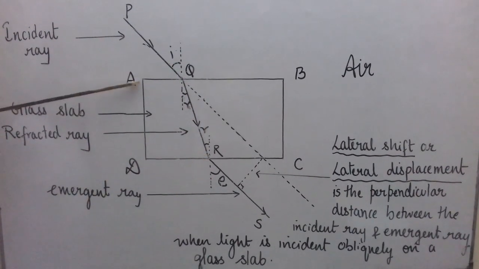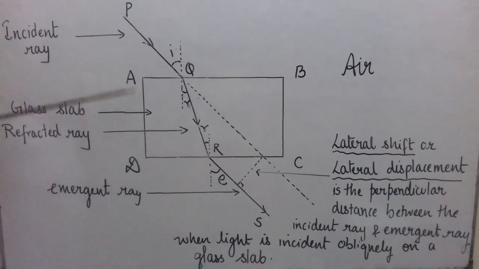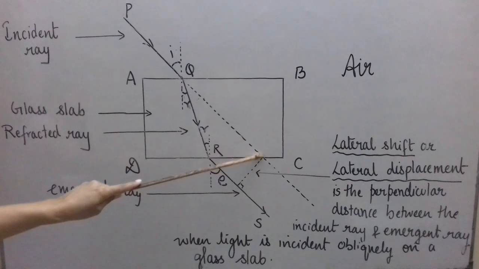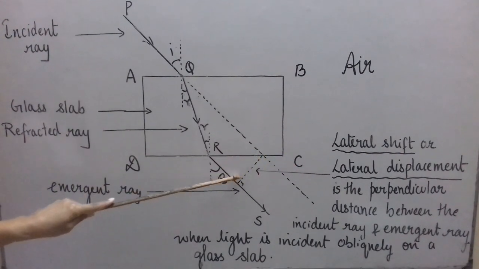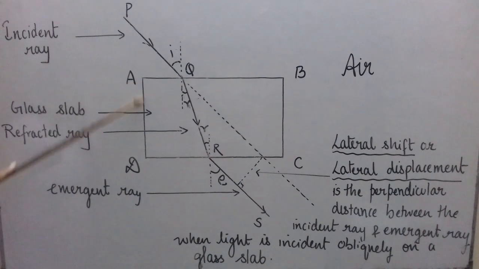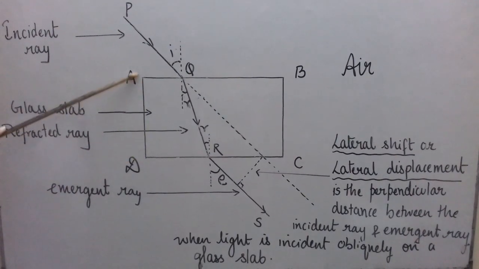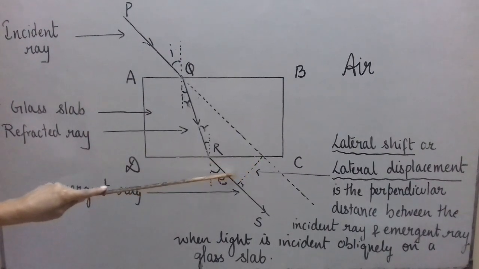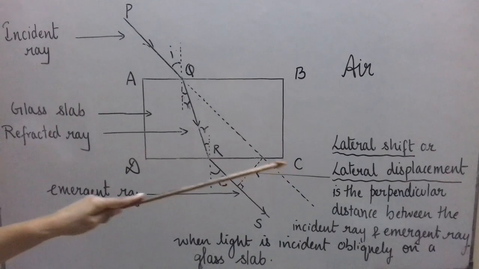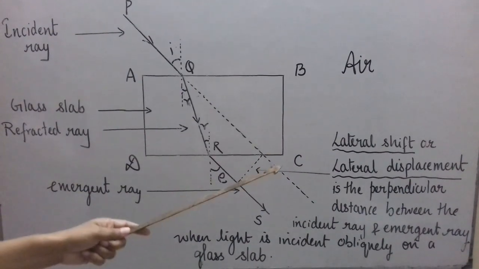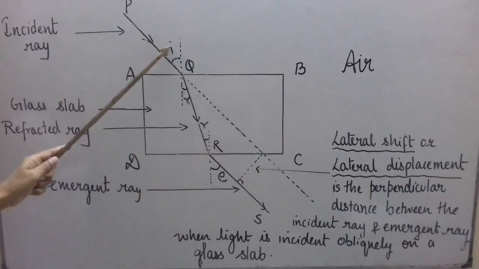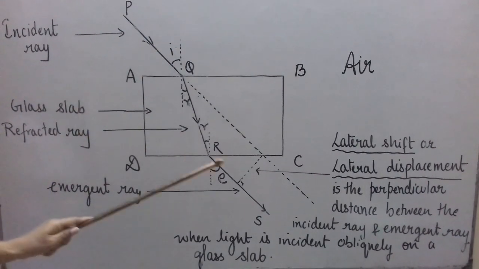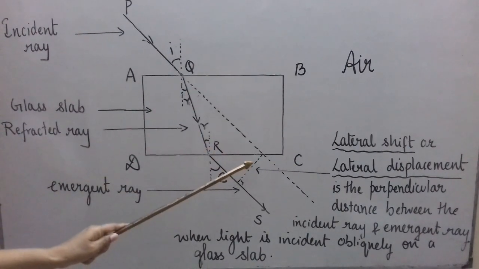And remember, this thickness AD is called the thickness of the glass slab. And this lateral displacement, this perpendicular distance, depends upon the thickness. If you increase the thickness of the glass slab, it means if you increase AD, then this lateral shift or lateral displacement will also increase. And this lateral displacement also depends upon this angle I.